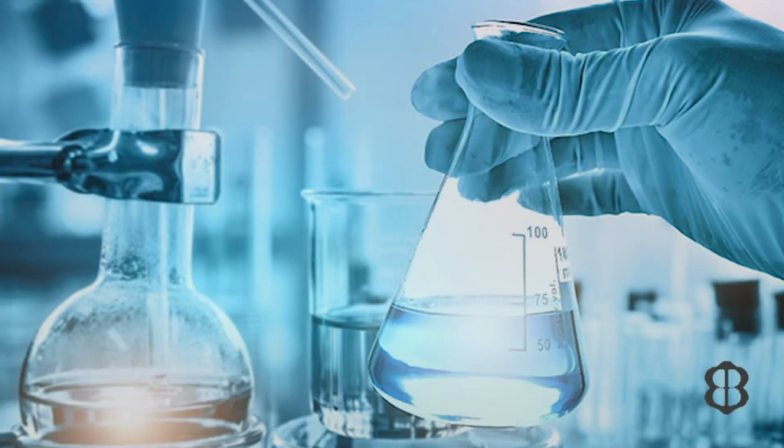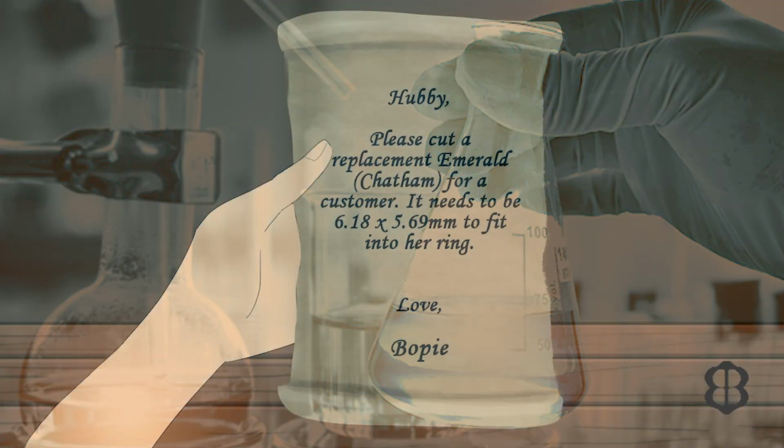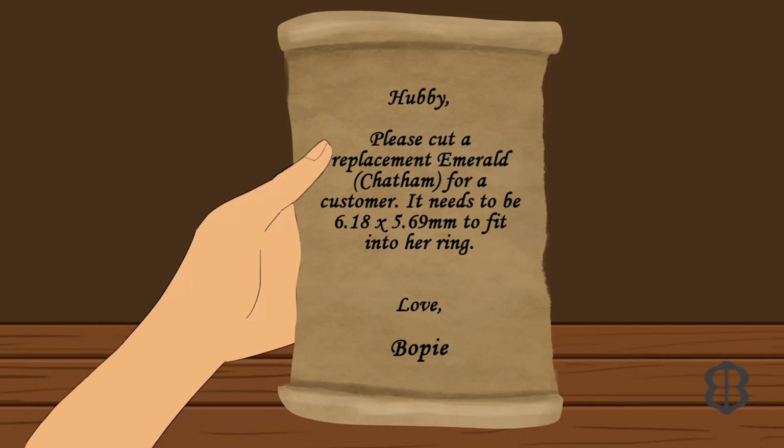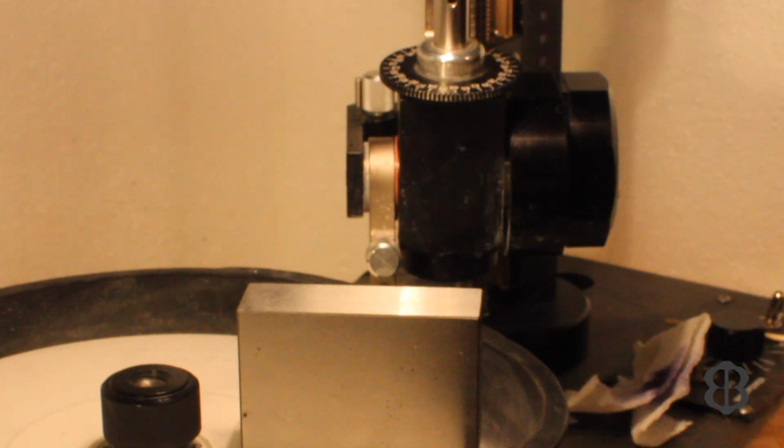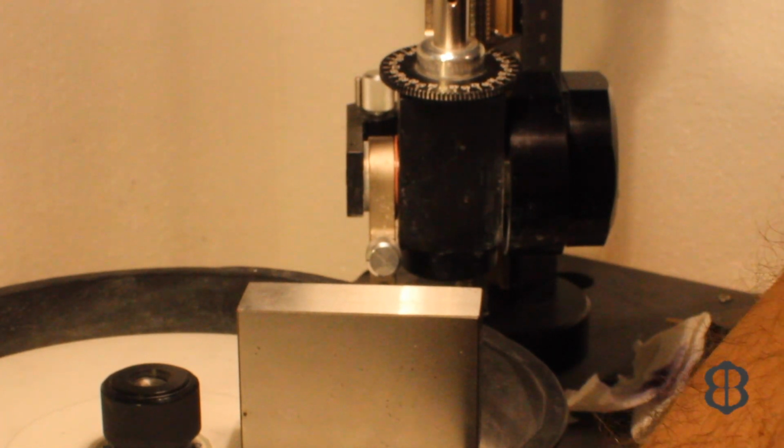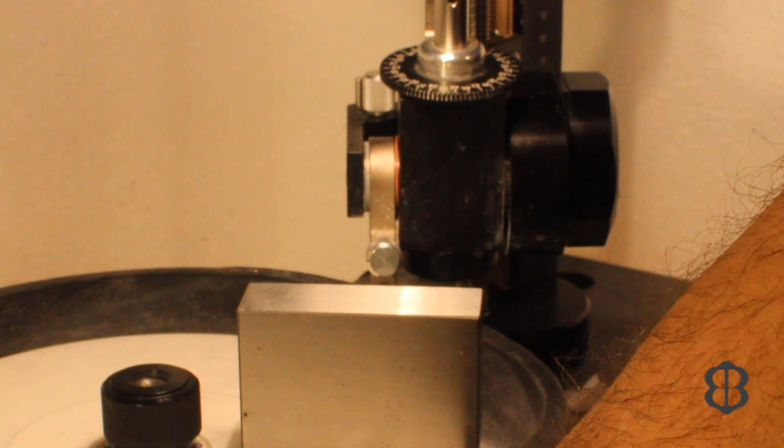The only difference is that they were created in a laboratory and not in nature. So I'm using Chatham Emerald rough to cut the replacement stone for our customer. For our Chatham Emerald, we need it to be 6.18 by 5.69, about 6.2 by 5.7.